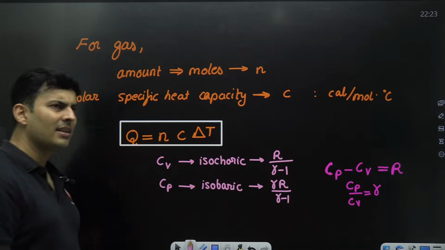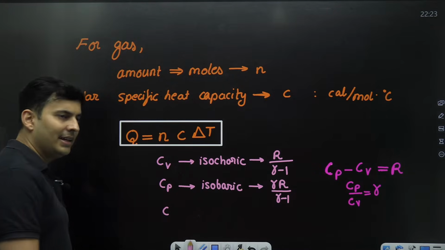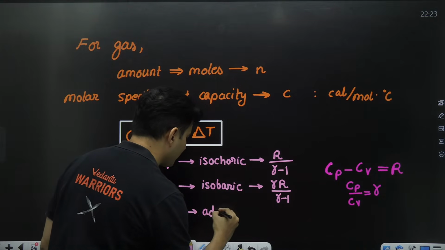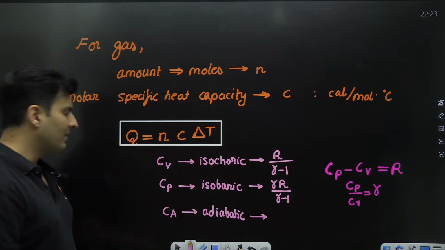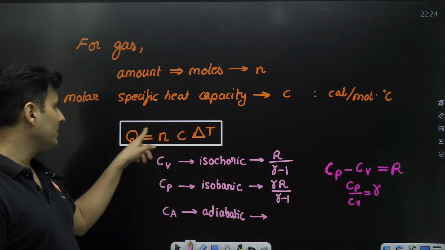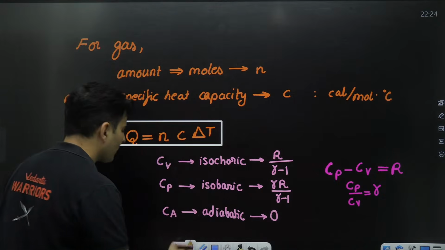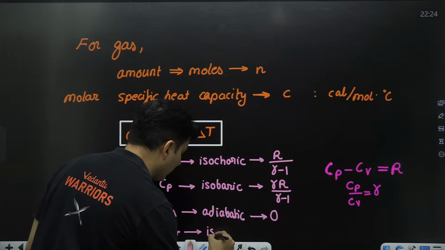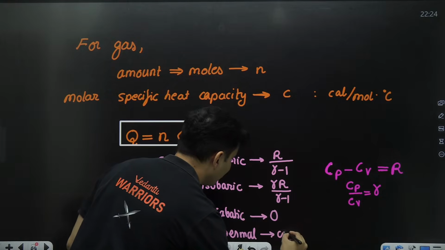But it just doesn't end there. If you find the value of, let's say, Ca, which is for an adiabatic process, what is the value of specific heat capacity? For an adiabatic process, Q is 0. So no matter what the temperature changes, Q should be 0. So C must be 0 because the LHS is 0. And specific heat capacity for constant temperature, which is an isothermal process, comes out to be infinity.